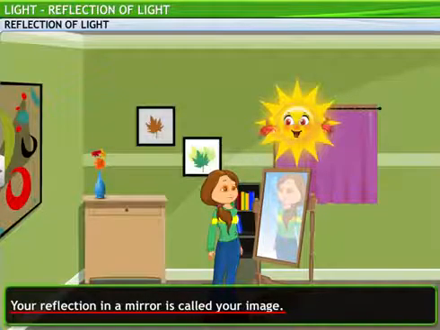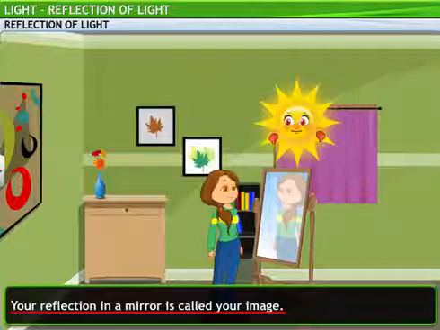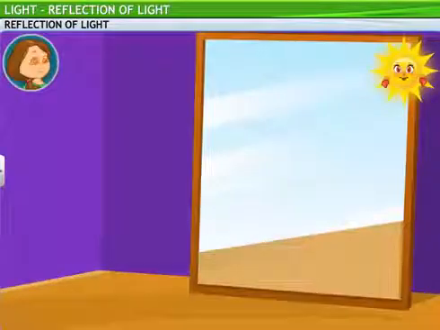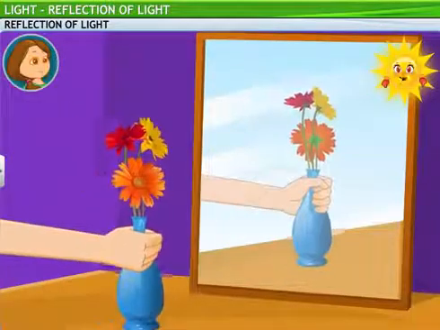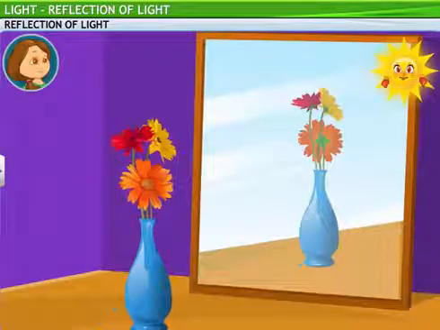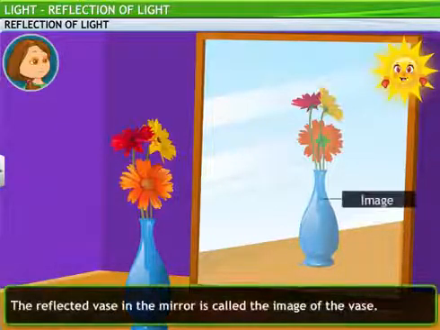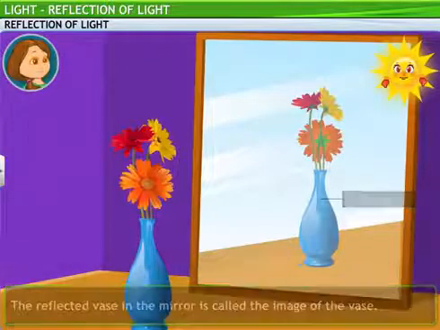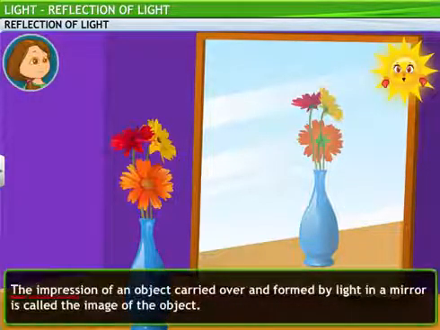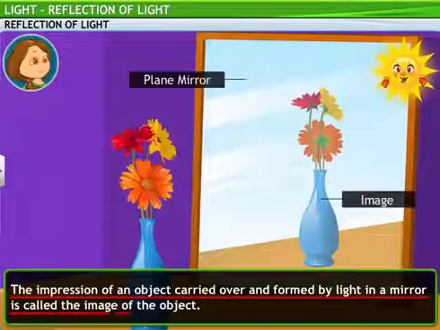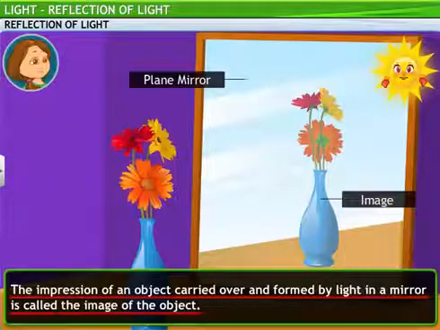Rather than telling you, let me show you. Let's get that vase from the table there. Now, we'll place this plane mirror vertically on the table. Place the vase in front of the mirror, please. Can you see the vase in the mirror? Yes. That's the image of the vase in the mirror. Thus, in general, the impression of an object carried over and formed by light in a mirror is called the image of the object. In this case, the real vase in front of the mirror is the object.